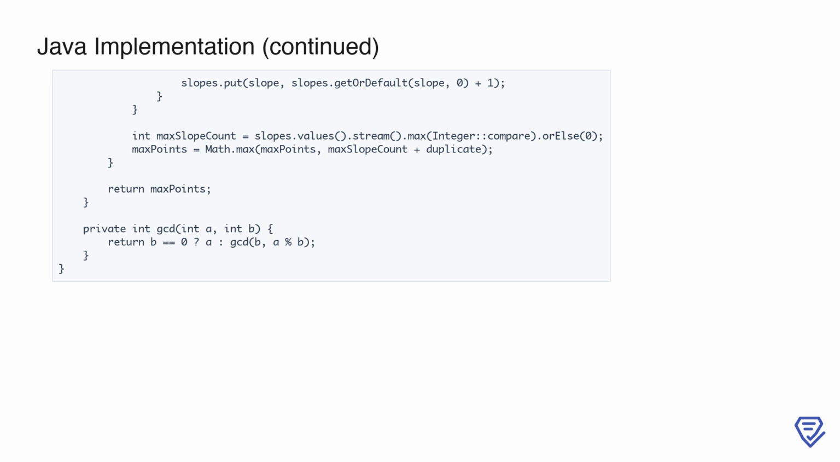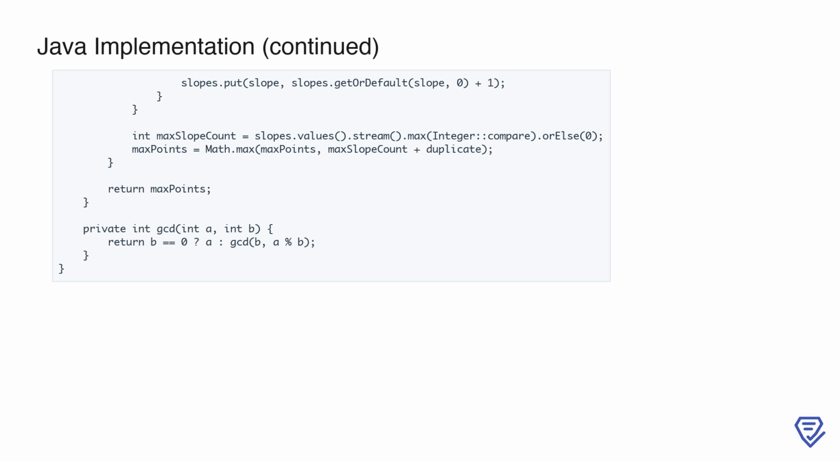Once all points have been compared with the fixed point, we determine the most frequent slope by finding the maximum value in the slopes map. This frequency represents the maximum number of points that align on a single slope with the fixed point. Adding the duplicate count ensures that overlapping points are included in the total. We then update our maxPoints variable to store the maximum value found so far.